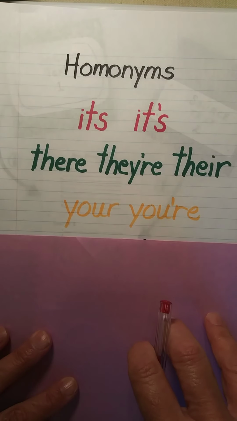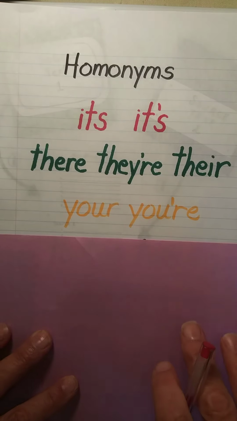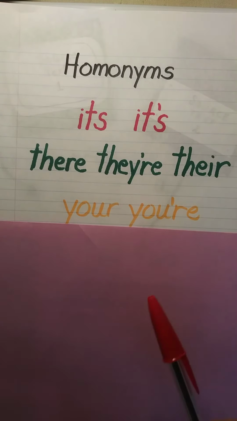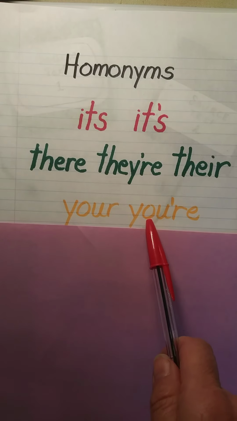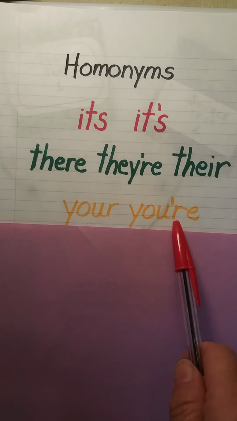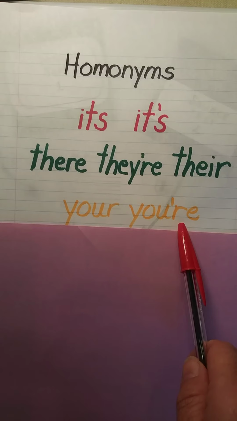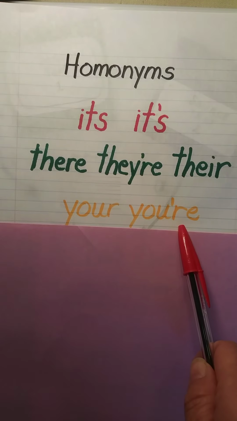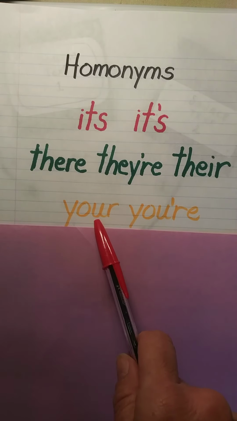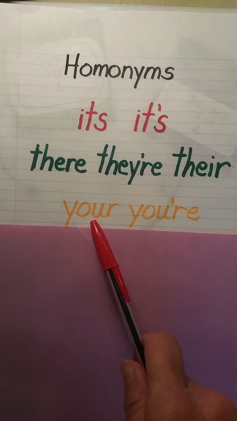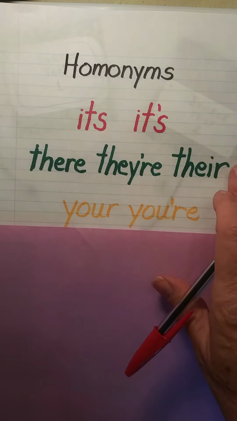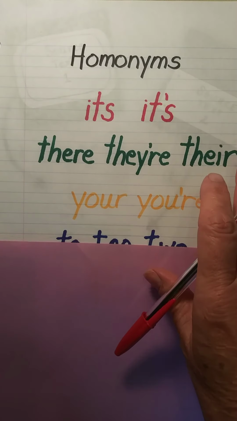Alright, what about you're and your? If I said to you, you're bringing the soccer ball, right? Which one would you use? You'd use this one, the contraction between you and are. You are bringing the soccer ball, right? And what if I said, your brother has my soccer ball? Then you'd use that one. This is the possessive pronoun.